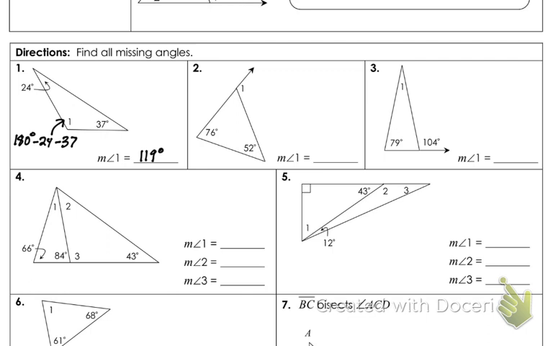Hey guys, I have two ways to do this one. The easy way is to know the remote interior angle sum idea, or our exterior angle theorem. And that says this angle equals these two added together. So all we need to do is do 76 plus 52, which is maybe 128. Maybe. 128? I got a yes? Yes. All right, we have 128 degrees.